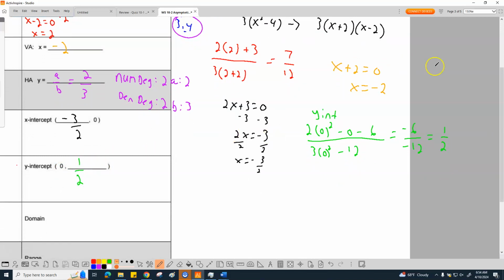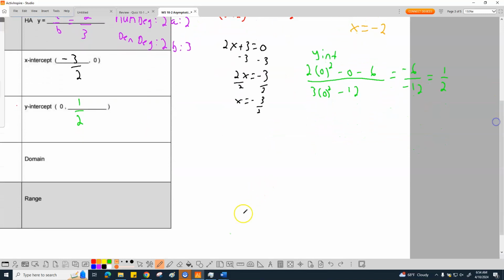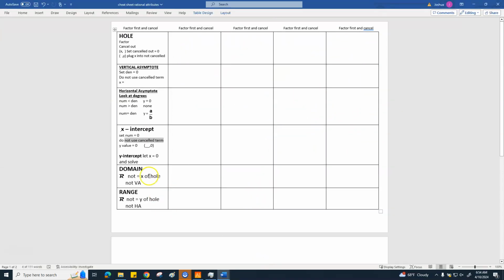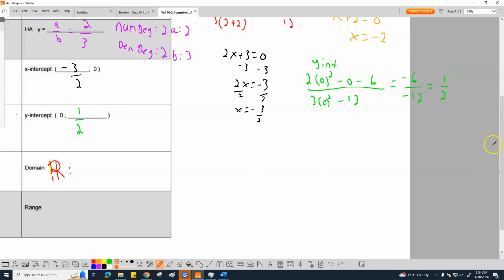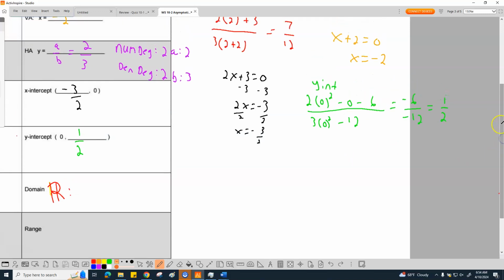Now, for domain and range, it's very simple. We're going to go over here and check our cheat sheet. Our cheat sheet says the domain is all reals except where there are holes and except where there's the vertical asymptote. So it's all reals except where there are holes and vertical asymptotes. So I'm going to use yellow. Does yellow show up? Oh, not really. I'll switch to red. So we're going to use all reals, that weird R thing that I'm terrible at drawing. Welcome to my art skills.